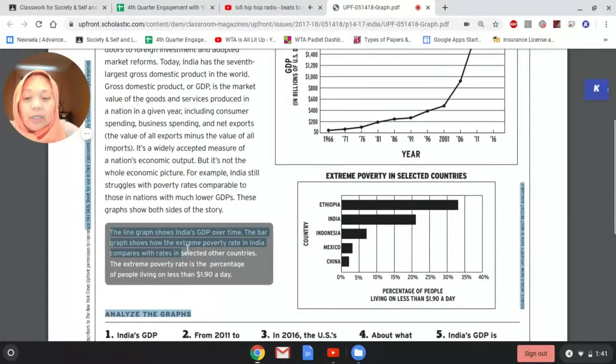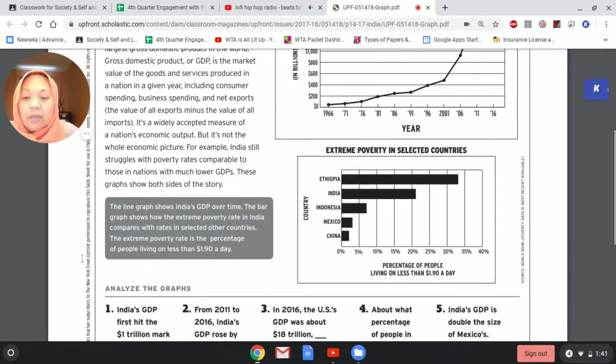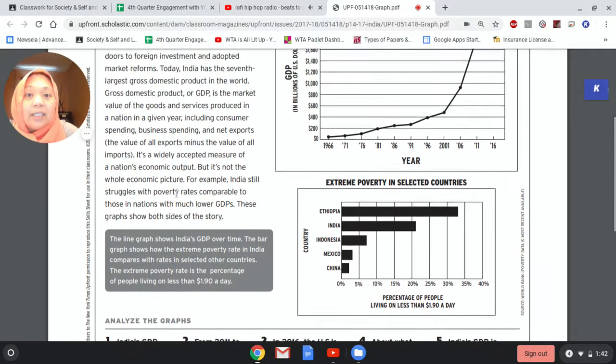So right now I'm reading this part right here. Okay, read along with me. The line graph shows India's GDP over time. The bar graph shows how the extreme poverty rate in India compares with rates in selected other countries. The extreme poverty rate is the percentage of people living on less than $1.90 a day. So let that sink in. People who are extremely poor in India, it says that they're living on $1.90 a day. So, what can you buy with $1.90, right?